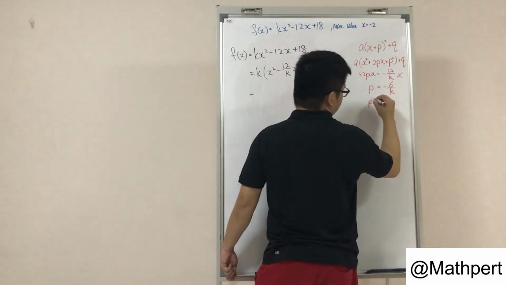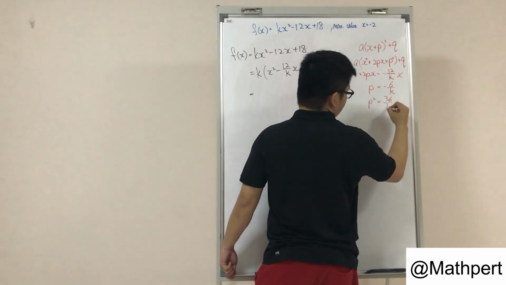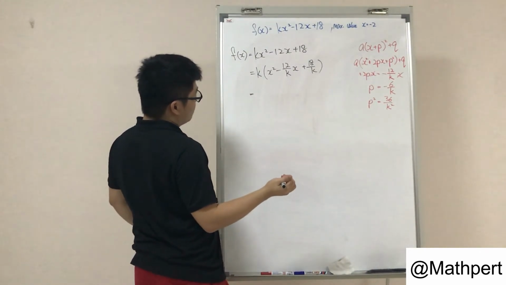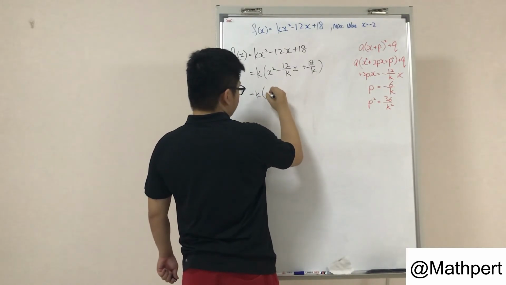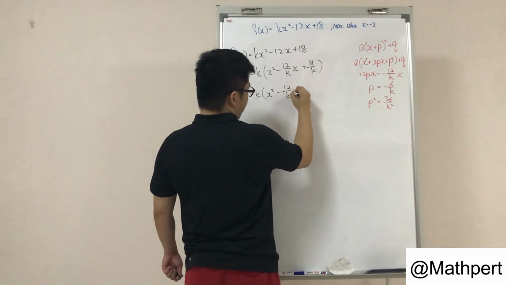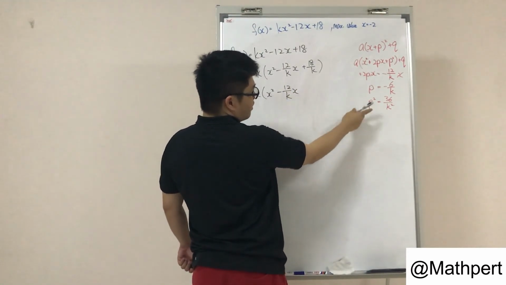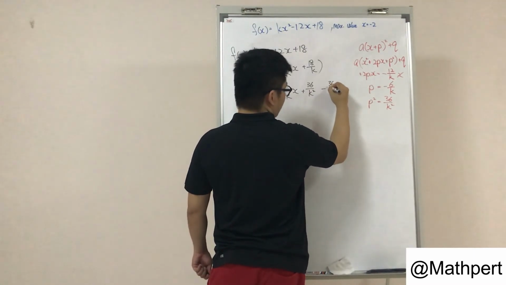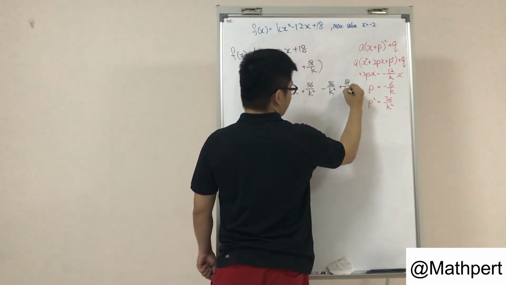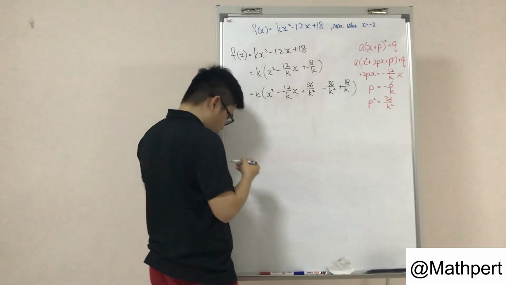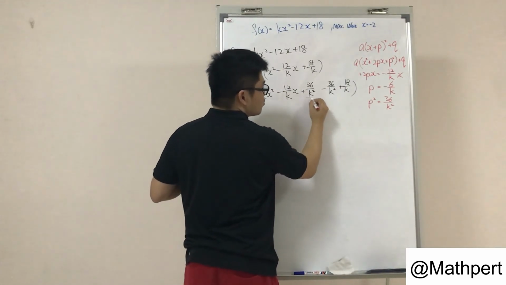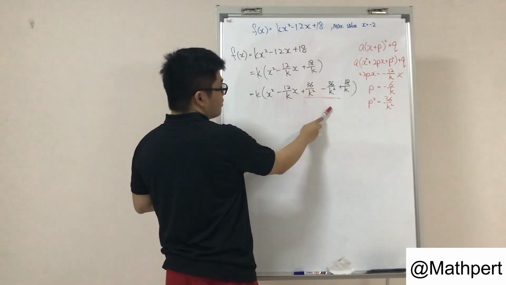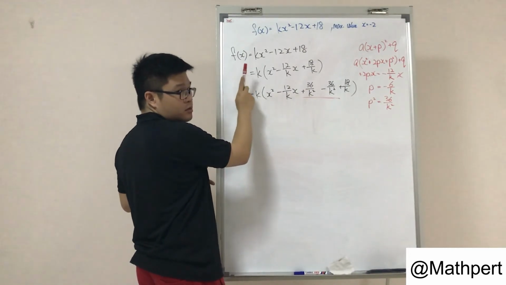And p squared is 36 over k squared. So from here, we do it this way: k times x squared minus 12 over k x, because we need p squared, so we have to add 36 over k squared, then we minus 36 over k squared plus 18 over k. Notice here, these two, plus 36 over k squared minus 36 over k squared, cancel out, and this line still equals to this line.